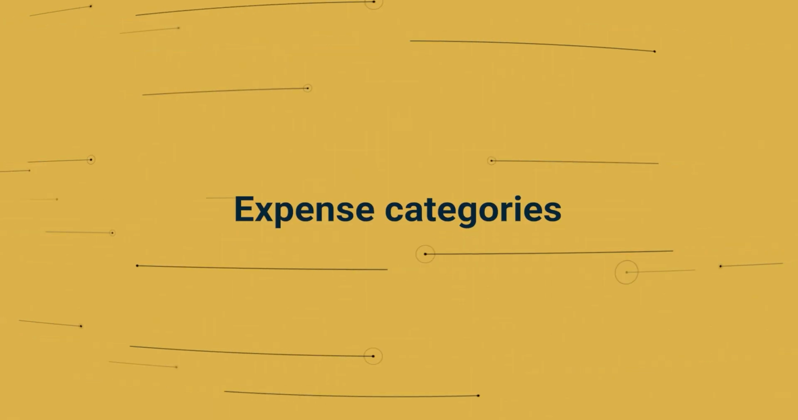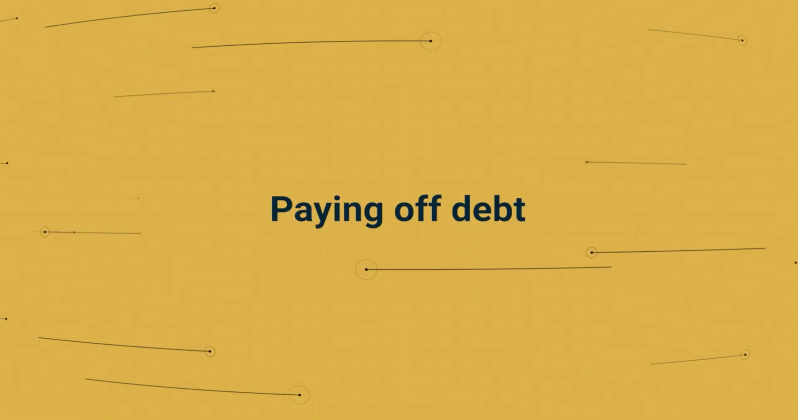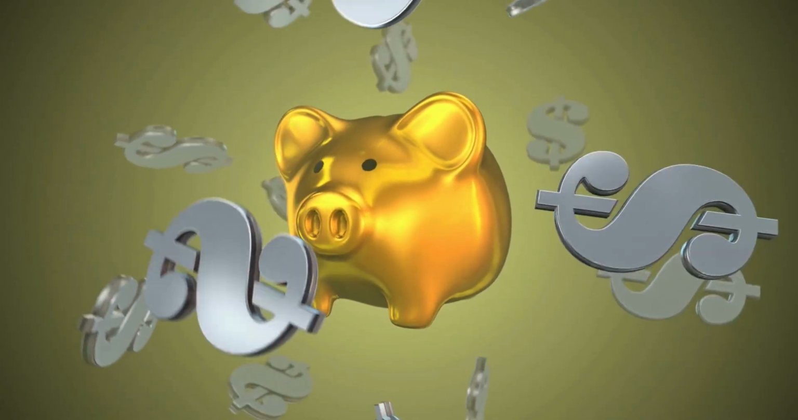Expense categories, or bills categories, can be for spending, paying off debt, or savings. Spending categories can include items such as rent, utilities, transportation, groceries, and clothing. Paying off debt can mean paying off credit card debt, student loans, personal loans, car loans, or any other debt that you owe. And savings categories include all the money you stash away in your emergency fund, travel fund, house fund, retirement, or other savings and investment accounts.